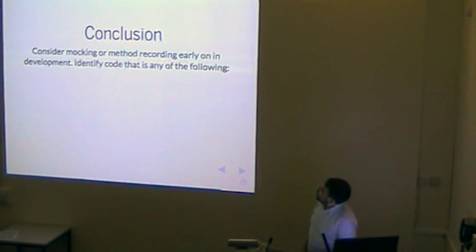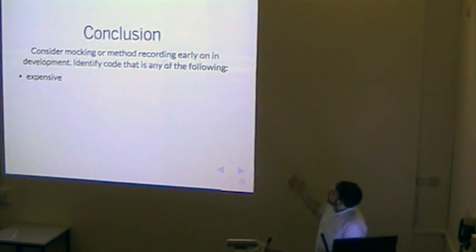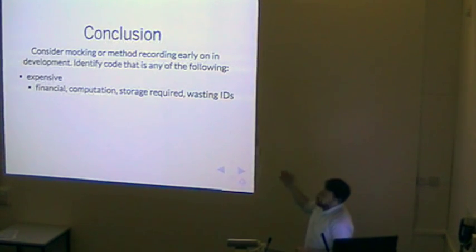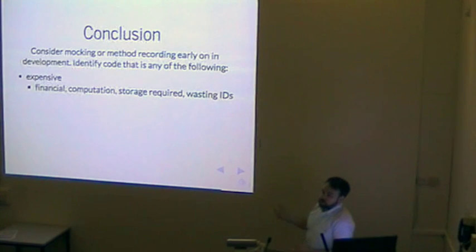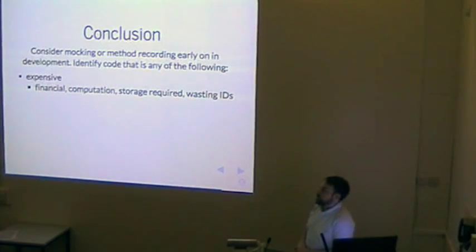Consider mocking or recording methods early on in the development. You want to identify any code that's expensive to run. That could be financially expensive. You may have to pay for API access or various Amazon cloud charges and things. It could be computationally expensive. Might be storage providers, might be using up IDs. If you're generating user IDs from a system, maybe you don't want to waste them running a unit test every time that someone commits to build.